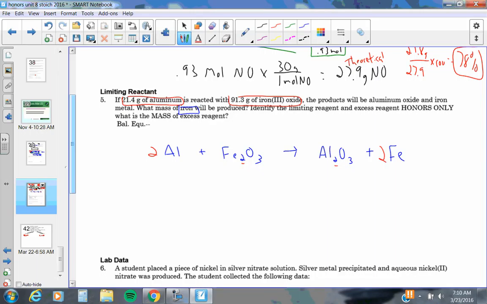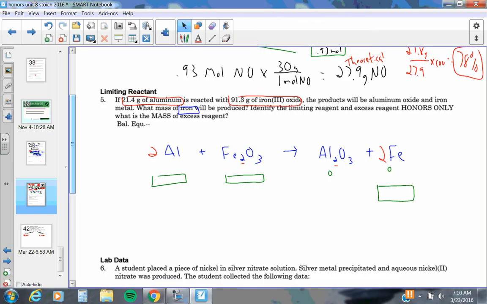So there's going to be more than just 2 important boxes. They're going to tell us how much aluminum, and how much iron 3 oxide. They don't really care about this one, although it'll start with 0. This will start with 0. And what they're going to be asking about is how much iron we can make with only that amount of reactants. So I balance the reaction, I've read through it to figure out what I want to know and what I'm given, and I've identified my important boxes.